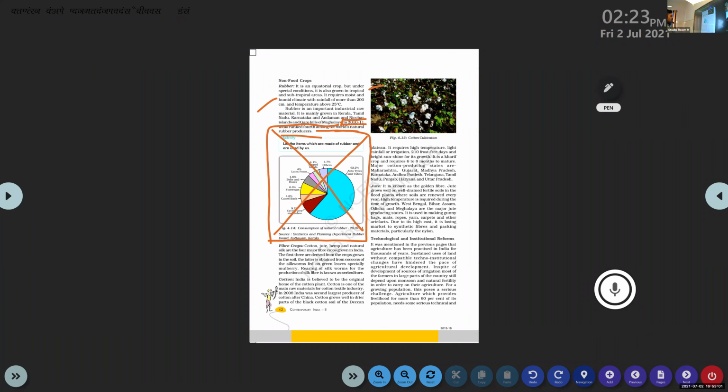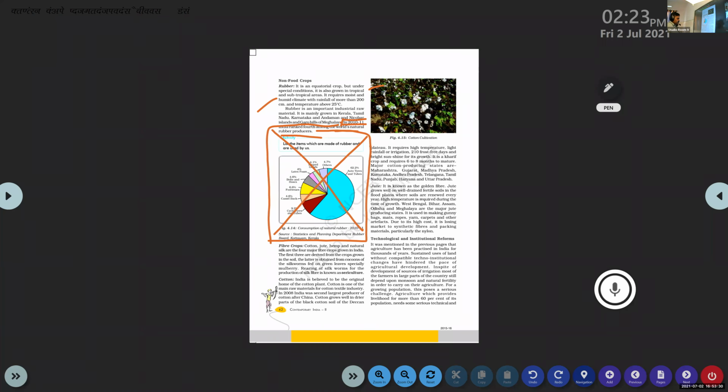India is believed to be the original homeland of the cotton plant. One mark, underline. India is believed to be the original home of the cotton plant, right? Cotton is one of the main raw materials for the cotton textile industry.